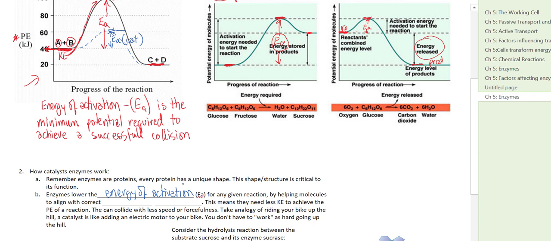The enzyme lowers the EA for any given reaction by helping molecules to align with the correct collision geometry. This means that they need less kinetic energy to achieve that potential energy of the activated complex. They can collide with less speed or forcefulness. And you can again maybe use that analogy of putting an electric motor onto your bike to go up the hill, right? The electric motor being the catalyst, so you don't have to work as hard going up the hill.